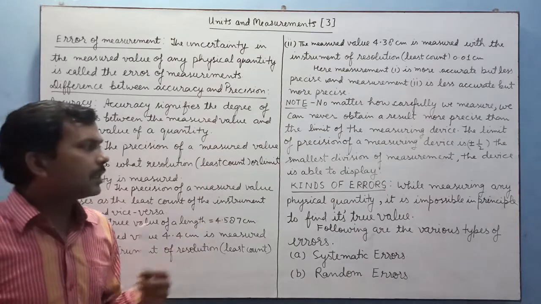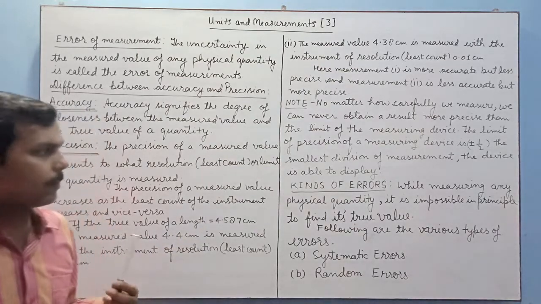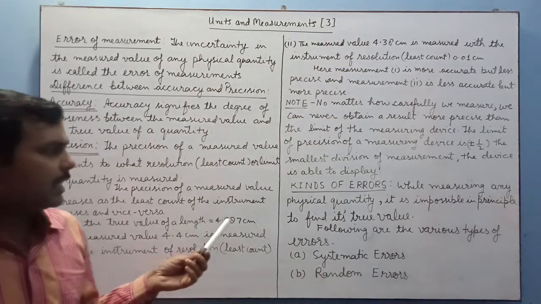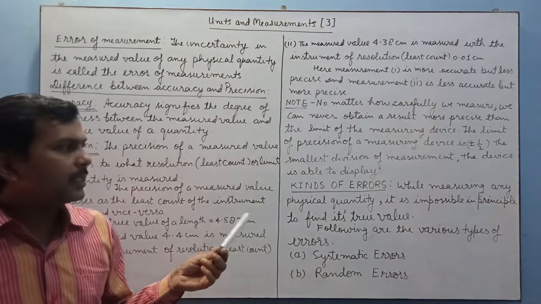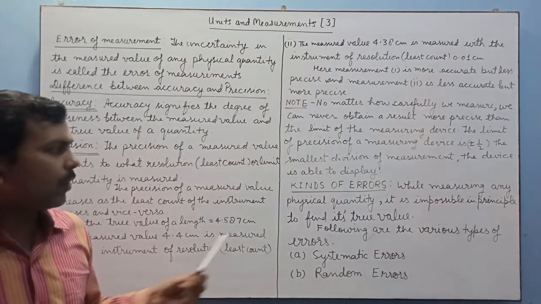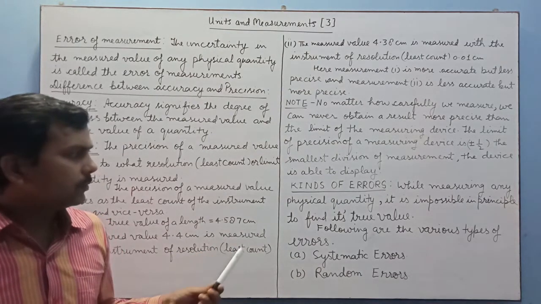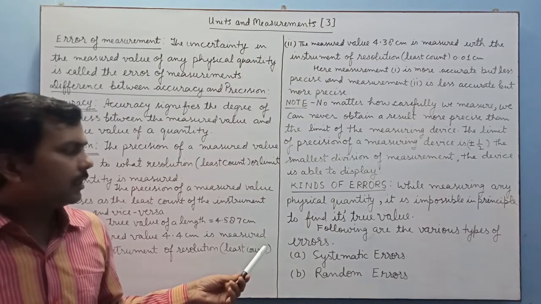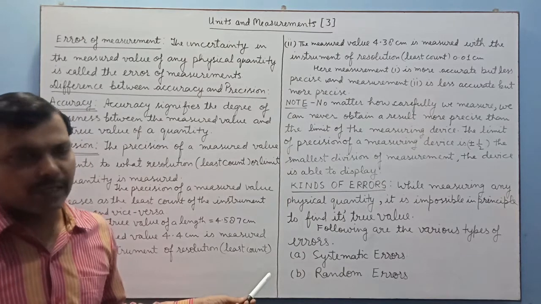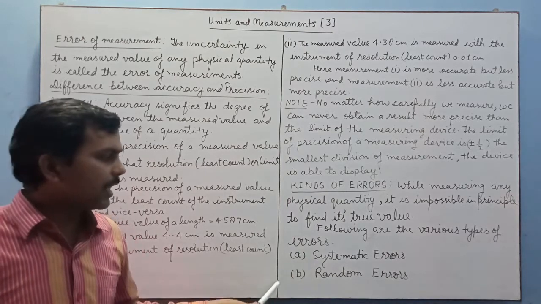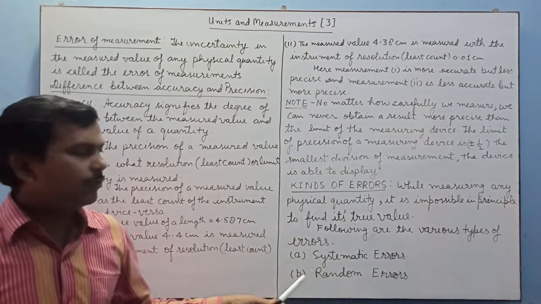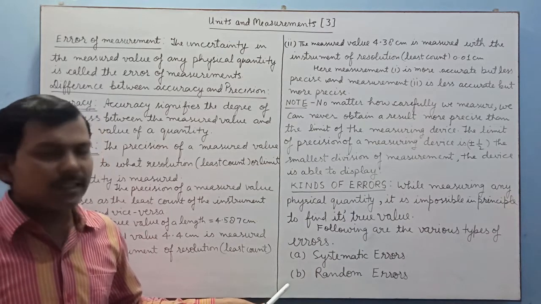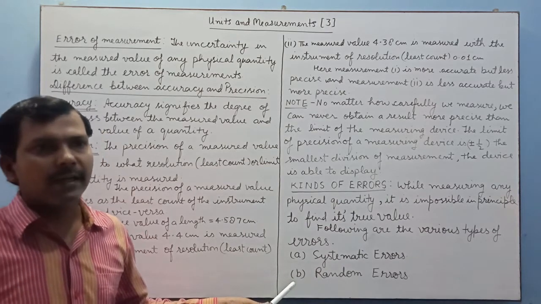Next is kinds of errors. While measuring any physical quantity, it is impossible in principle to find its true value. Following are the various types of errors. Basically, there are two types of errors: systematic errors and random errors. We will discuss these errors in detail in our next lecture.